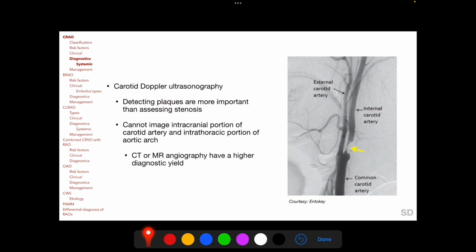Detecting plaques is more important than assessing stenosis on carotid Doppler ultrasonography in patients with central retinal artery occlusion, whereas assessing stenosis is more important in patients presenting with ocular ischemic syndrome. It is important to remember that carotid Doppler ultrasonography cannot image the intracranial portion of the carotid artery and the intrathoracic portion of the aortic arch, and so CT or MR angiography has a higher diagnostic yield in this situation. This carotid angiogram shows a plaque in the internal carotid artery.